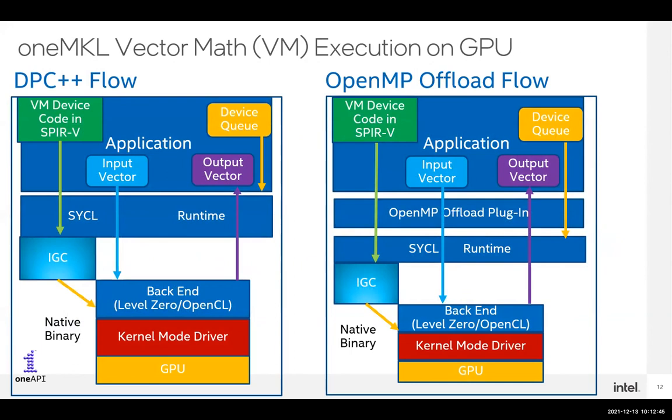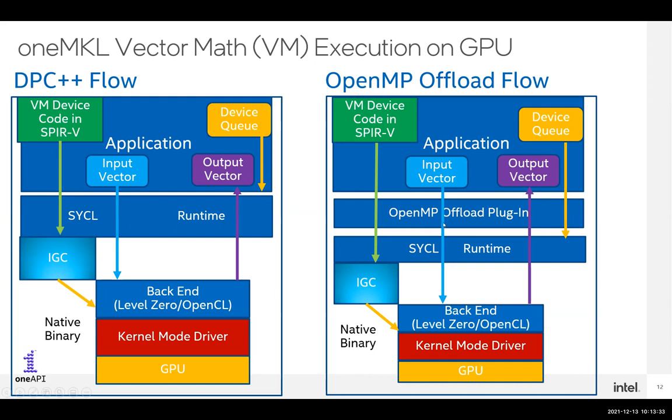Now, this is an example. The two sides of this slide illustrate the control flow for the vector math functions from the Intel oneMKL library. Vector math is one of its domains, in two situations. For DPC++, when DPC++ is used on the left side of the slide, and when OpenMP offload is used on the right side. In the first case, the code is written in DPC++, while in the second case, it may be written in C, C++, or Fortran. In the OpenMP offload case, we also show an extra layer, OpenMP offload plugin layer, on top of the SYCL runtime, which you see on both sides.